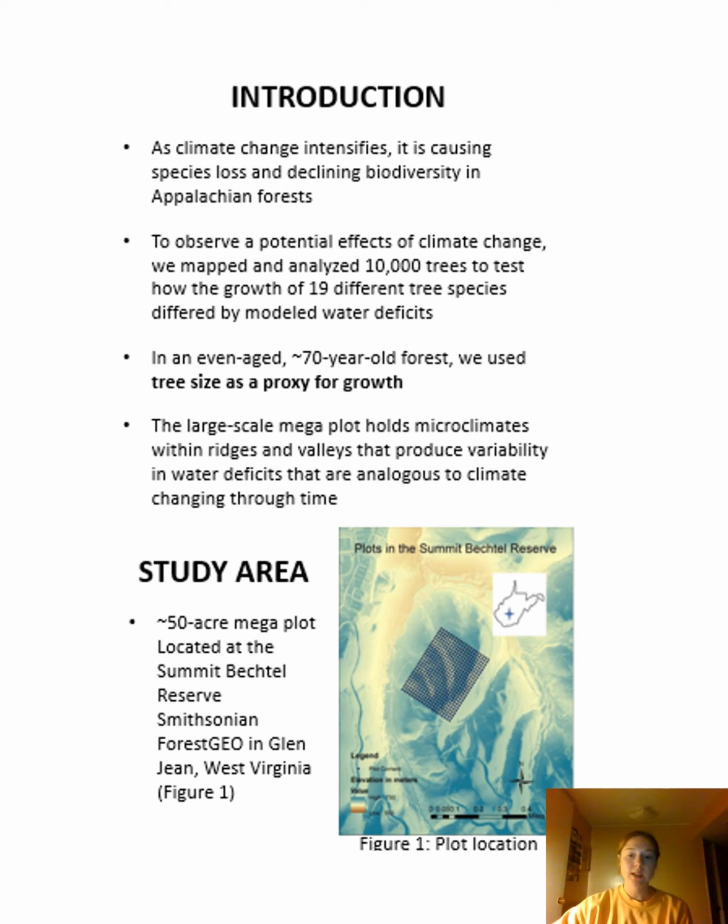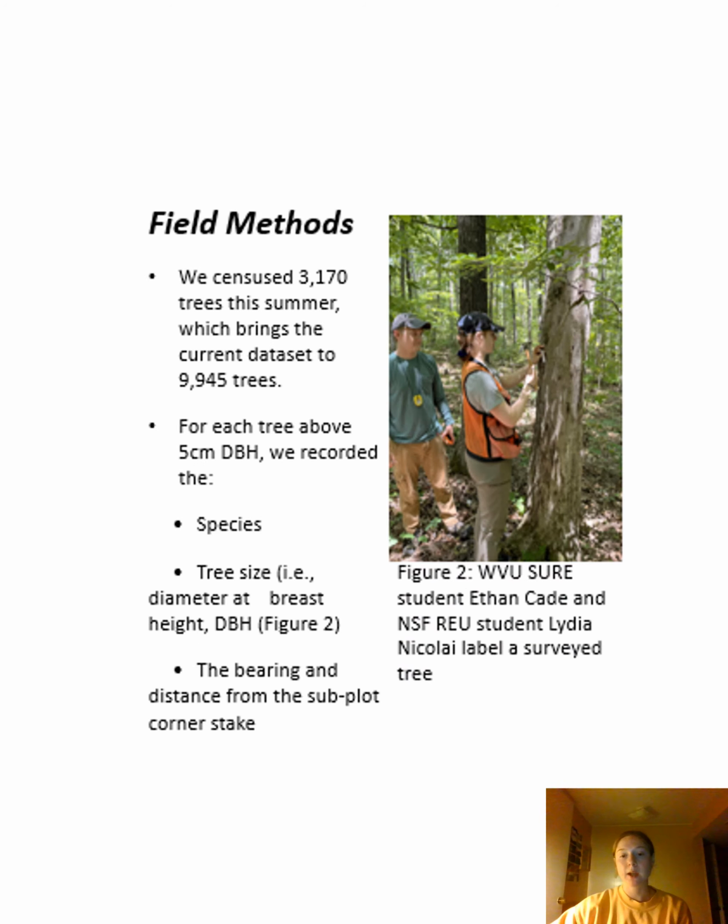So we used the data we collected in Glenjean, West Virginia at the Summit Bechtel Reserve to test how the growth of different tree species differed by modeled water deficits. And we expected that smaller trees would be in areas of larger water deficit. And we can see these ridges and valleys here expressed on this map. We'll talk about them a little bit more later, but those ridges and valleys create microclimates that create variability in the modeled water deficits that we created.